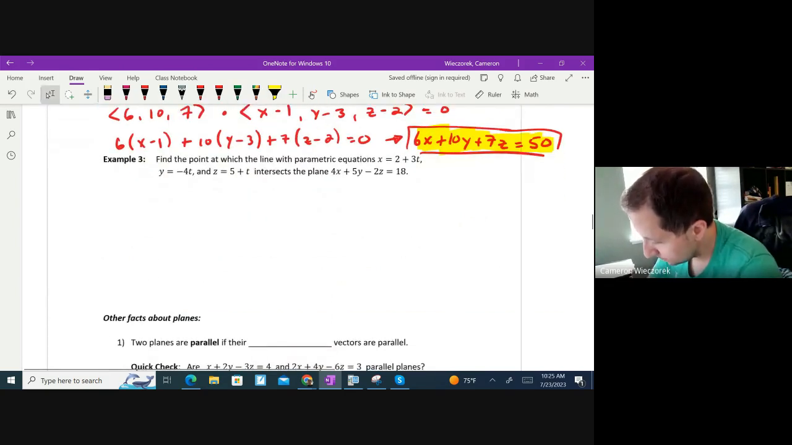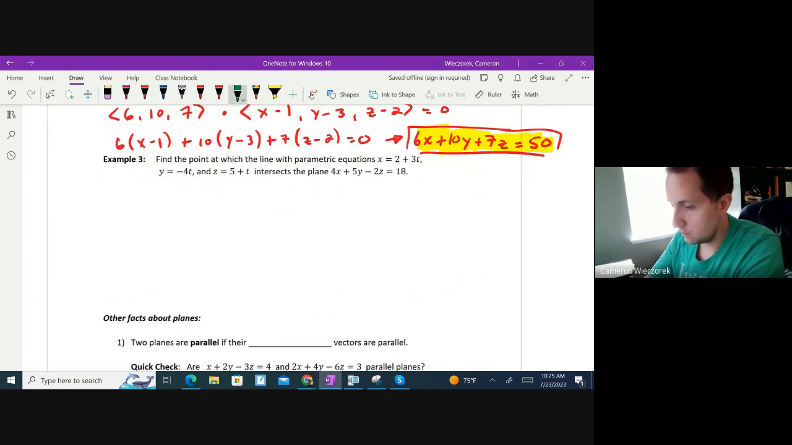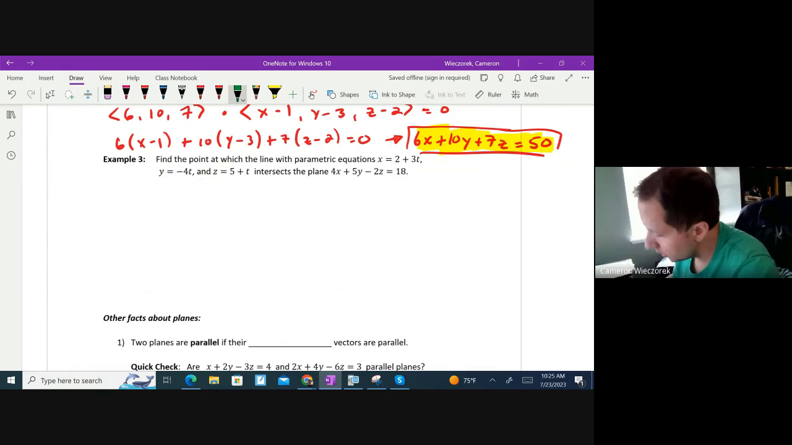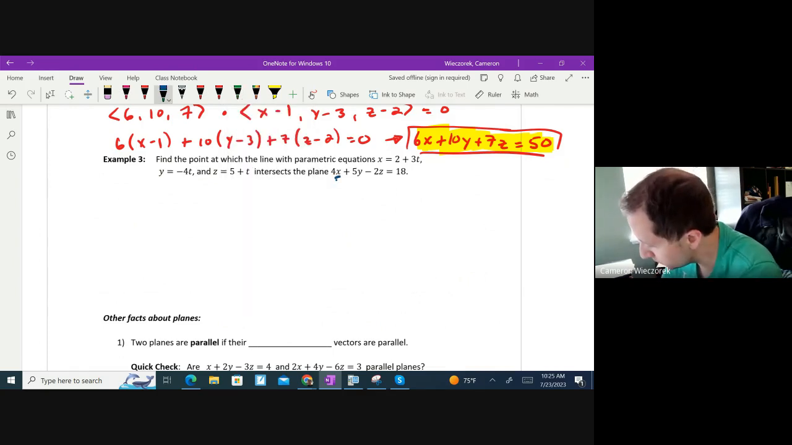Okay, example 3. Find the point at which the line with parametric equations x equals 2 plus 3t, y equals negative 4t, and z equals 5 plus t intersects the plane 4x plus 5y minus 2z equals 18. This one's a pretty straightforward process. We have an equation for x, y, and z to describe the line. So all we're going to do is substitute in those expressions for x, y, and z on the plane and solve for t.